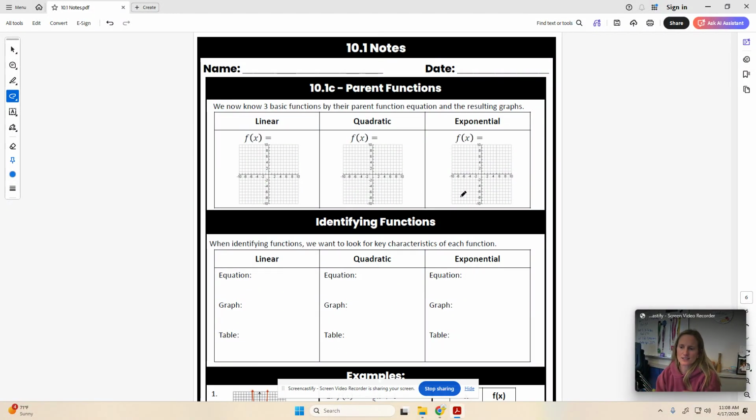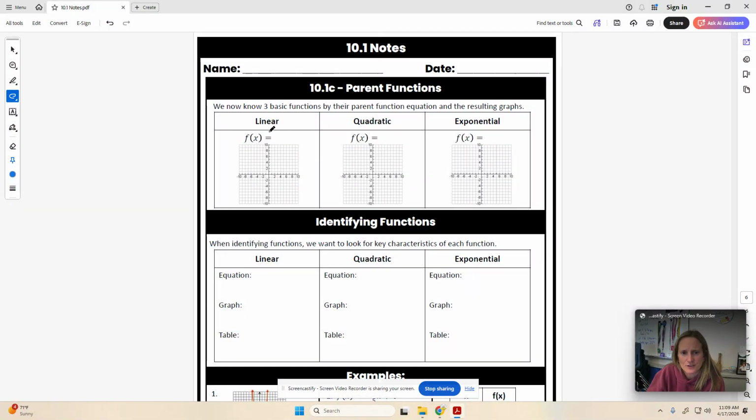This is the last section of notes about exponential functions, and this is not so much about exponential functions, it's just making sure that we understand how we can differentiate which function we're looking at. So we're going to look at some key characteristics of the equation, of the graph, and if you had a table of values, what you would be looking for to know which of those parent functions you're dealing with. So let's talk a little bit about linear functions.